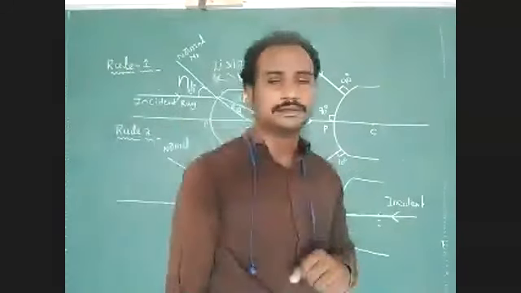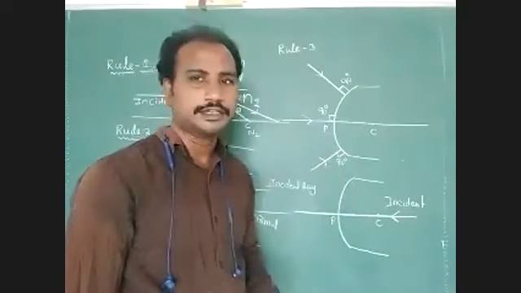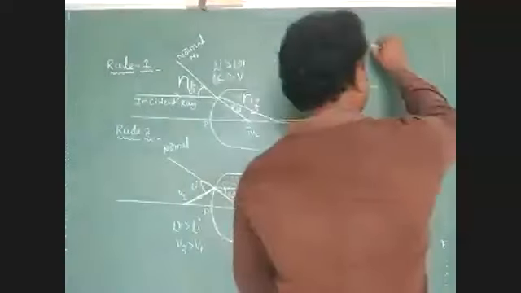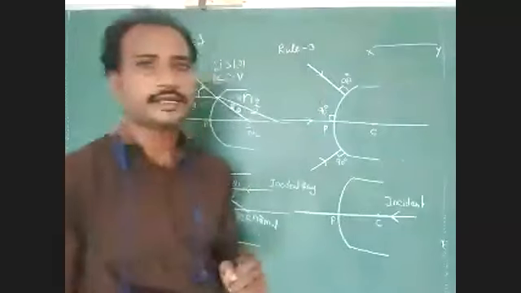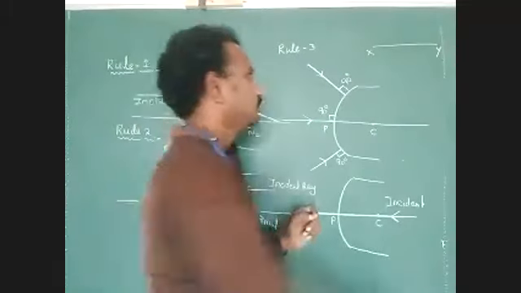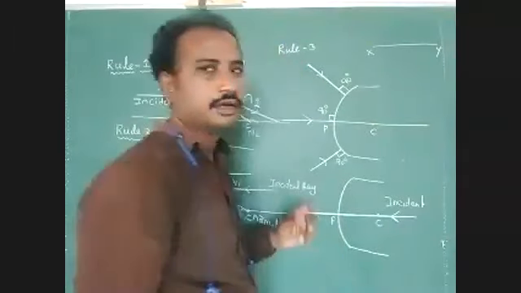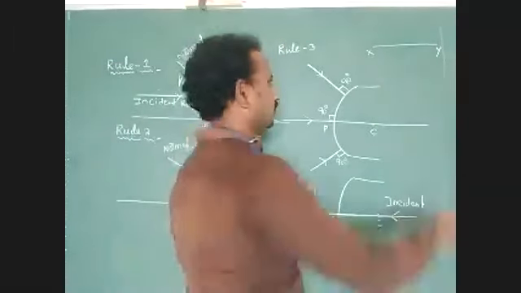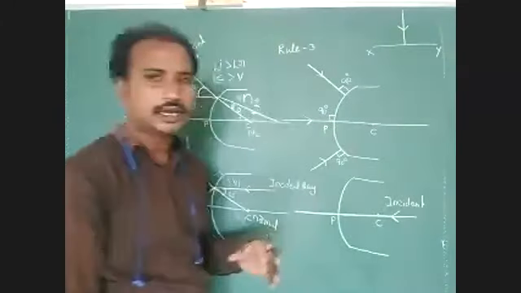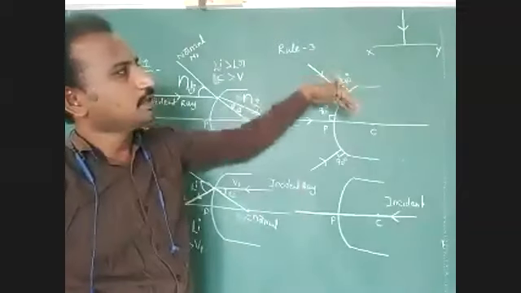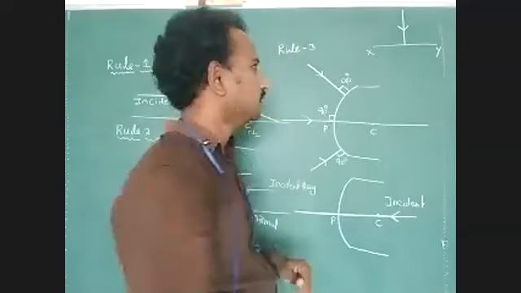Next one, rule 3. This point I explained under a special condition. What is that special condition? Here, identify the refracting surface XY. This surface separates two optical mediums: one is the rarer optical medium, and the other is the denser optical medium. Now consider the incident ray direction perpendicular to the refracting surface.